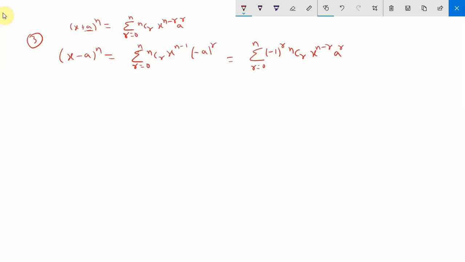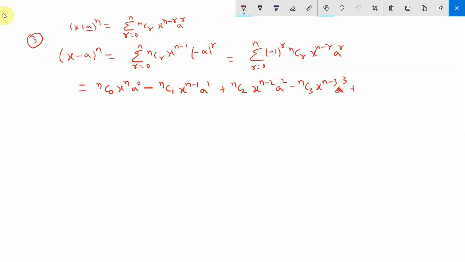And if we expand this condensed form, after expansion we will get nC0 x to the power n a to the power 0, minus... So alternate terms will be positive and negative based on the value of r. When r is equal to 1, it will be minus. So nC1 x to the power n minus 1 a to the power 1, plus nC2 x to the power n minus 2 a to the power 2, minus nC3 x to the power n minus 3 a to the power 3.